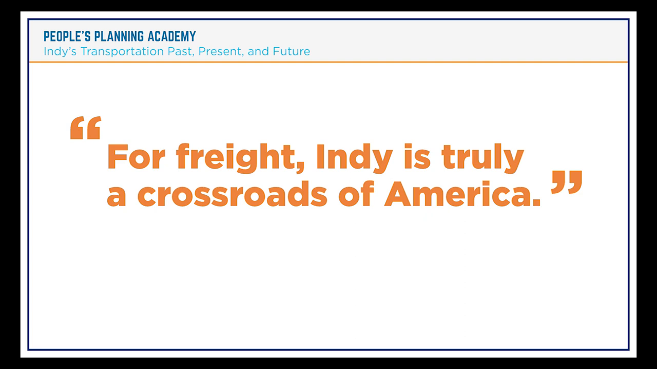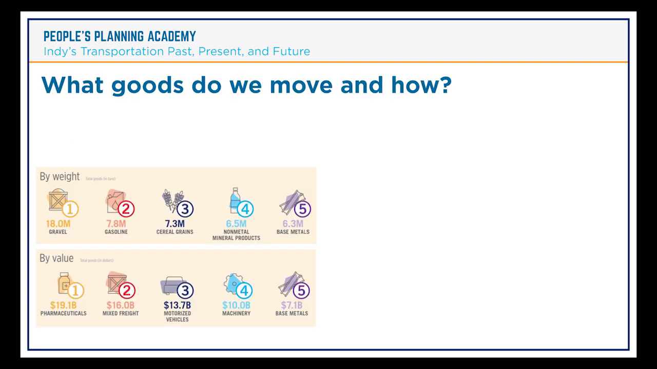When it comes to freight, freight is a huge piece of our regional economy that's not always visible. You see all the warehouses and semi-trucks and things out by the airport. You guys know what they're actually moving? By weight, we move a lot of gravel. There's a lot of gravel pits along the White River, in both Marion and Hamilton County. So we move about 18 million tons of gravel every year.